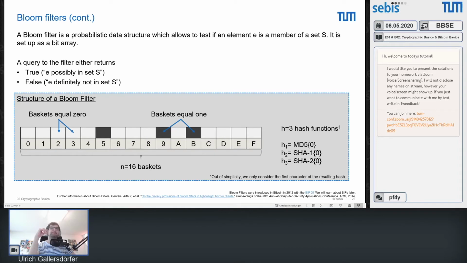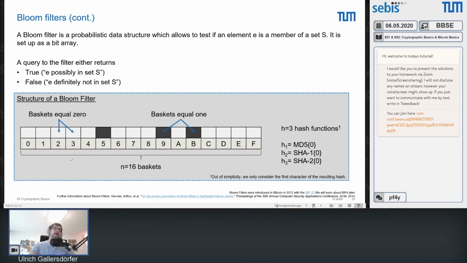We have a filter. The Bloom filter itself consists of baskets. We have here 16 baskets. When they are white, they are basically zero, or can be seen as zero. And when they are black here, then they equal one. That's the basic structure here.